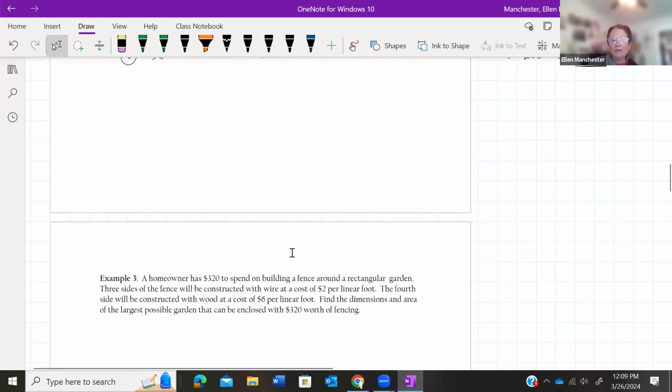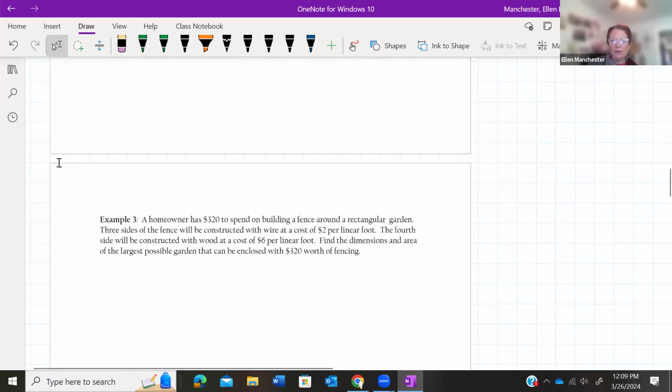All right, we won't finish this one, but I wanted to set this one up and see if you guys can think through this one. We just have a couple more minutes. So a homeowner has $320 to spend. Now our constraint is based on money, right? We're building a fence around a rectangular garden. 3 of the sides will be constructed with wire that only costs $2 per foot. And the 4th side will be constructed with wood that costs $6 per foot.